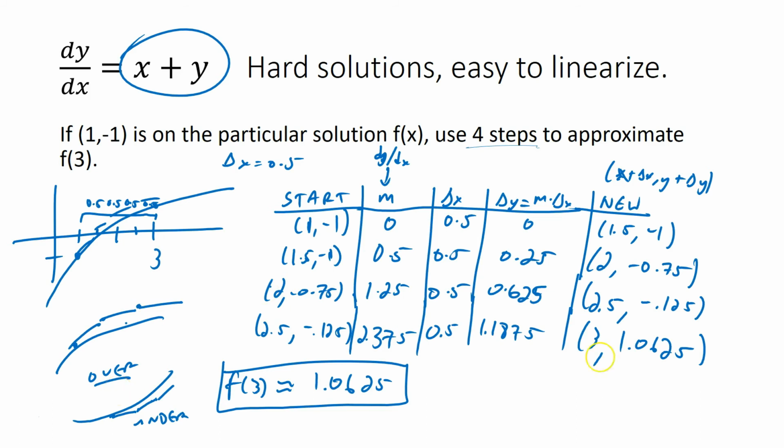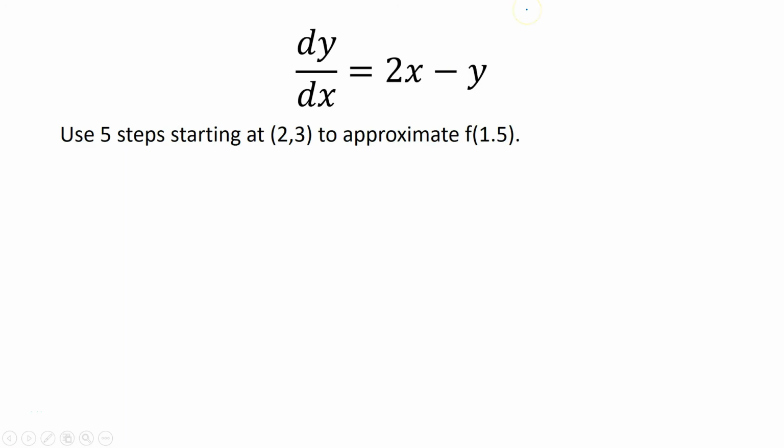All right, let's try another example. So this one, our differential equation is 2x minus y, and we're using 5 steps starting at (2, 3) to approximate f of 1.5. Interesting. So if we're at 2 and we're trying to find out f of 1.5, looks like we're going backwards. So our delta x here, if we're going back 5 steps to 1.5, will be negative 0.1 each time. Okay, so let's jump in.